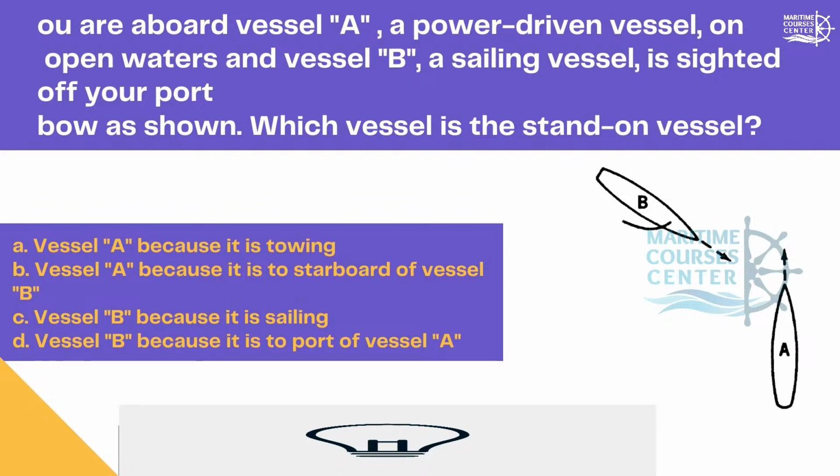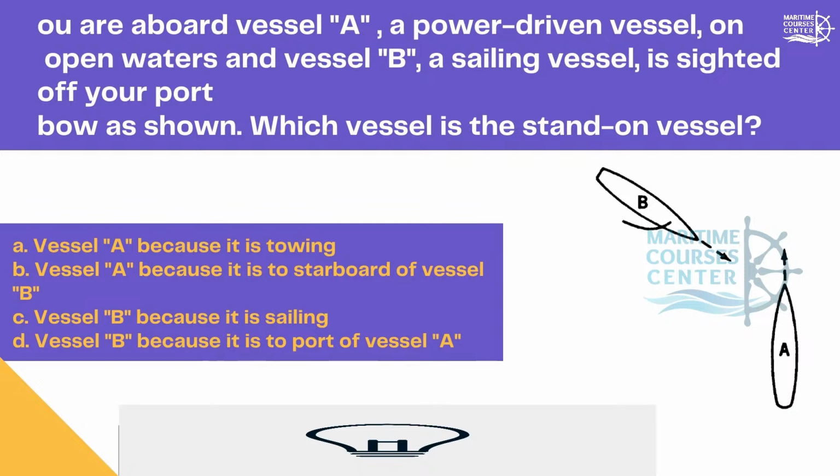A. Vessel A because it's towing. B. Vessel A because it is to starboard of vessel B. C. Vessel B because it is sailing. D. Vessel B because it is to the port of vessel A. Which answer is going to be right?